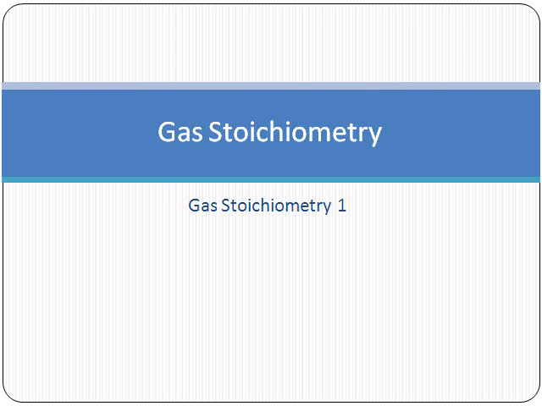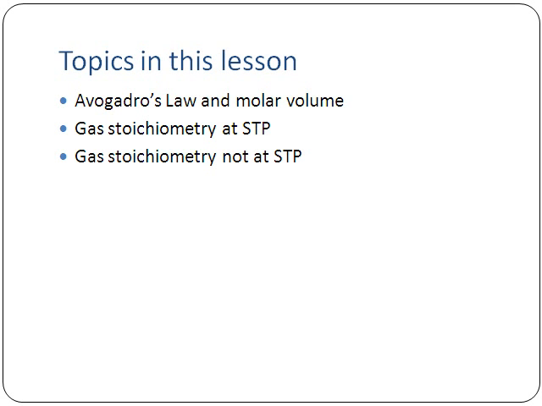Our next unit here today is going to be on gas stoichiometry. And in this first lesson, gas stoichiometry 1, we're going to be talking about three things. We're going to talk about Avogadro's law and about molar volume and what that means. We'll talk about gas stoichiometry whenever the gas is at STP, standard temperature and pressure, and gas stoichiometry when the gases are not at STP.